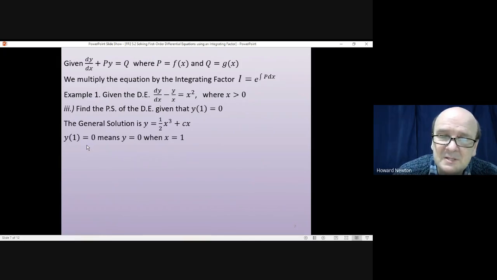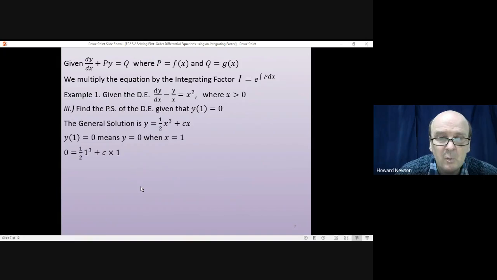Now, you may see that notation either in the textbook or possibly on the exam. The general solution we found just now, y equals a half x cubed plus cx. If they give you some sort of initial condition like they've done here, all you have to do is substitute that into the general solution to find c. Once you've found c, then you've got the particular solution.